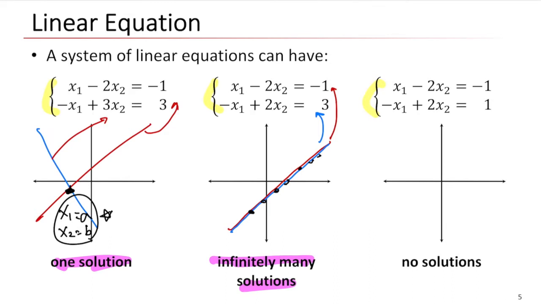And there is one more possibility. If these two lines are parallel like this, they don't have any solution. In this case, two lines will never meet. So two lines will never meet, and there will be no solution in this case. So there are three different possibilities for the solutions of a linear system.